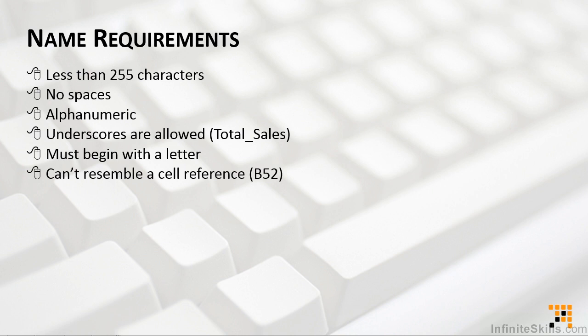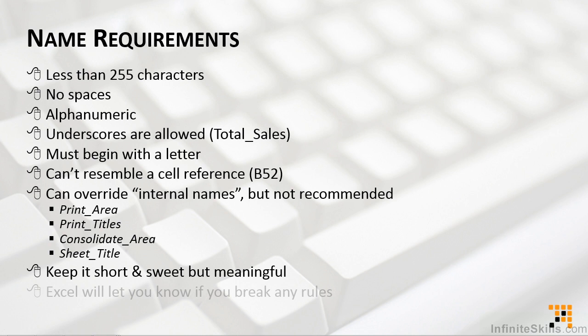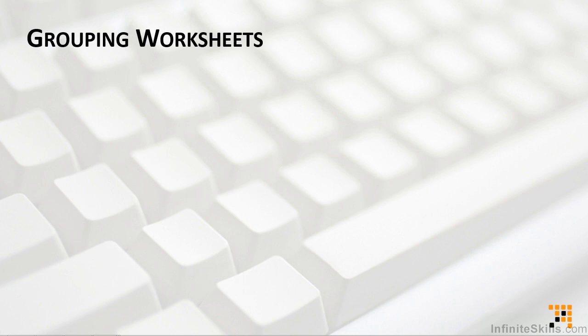For example, if you're talking about airplanes, you can't name something B-52 because B-52 is also a cell reference, the B column and the 52nd row. You can override internal or default names, but that really isn't recommended. Examples of some of the names that already exist that Excel uses are things like print area, print titles, consolidate area, and sheet title. The most important thing to remember is keep it short and sweet, but meaningful. And if you break some of the rules, like try to put a space, Excel will be happy to tell you, and you can fix it before you finish it up.